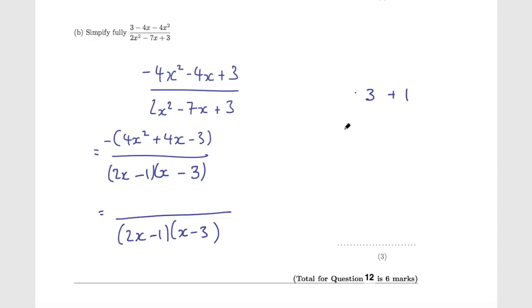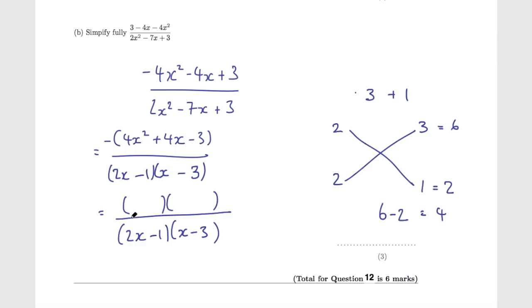So if we break that into 2 and 2, and I've got the factors of 3 and 1, if we multiply 3 by 2, that's 6, and 2 by 1, that's 2. How can I make +4 out of 6 and 2? Well, 6 minus 2, that's +4. So the 1 needs to be negative in those brackets. So the 4x squared becomes 2x and 2x, and then my factors there are 3 and -1.